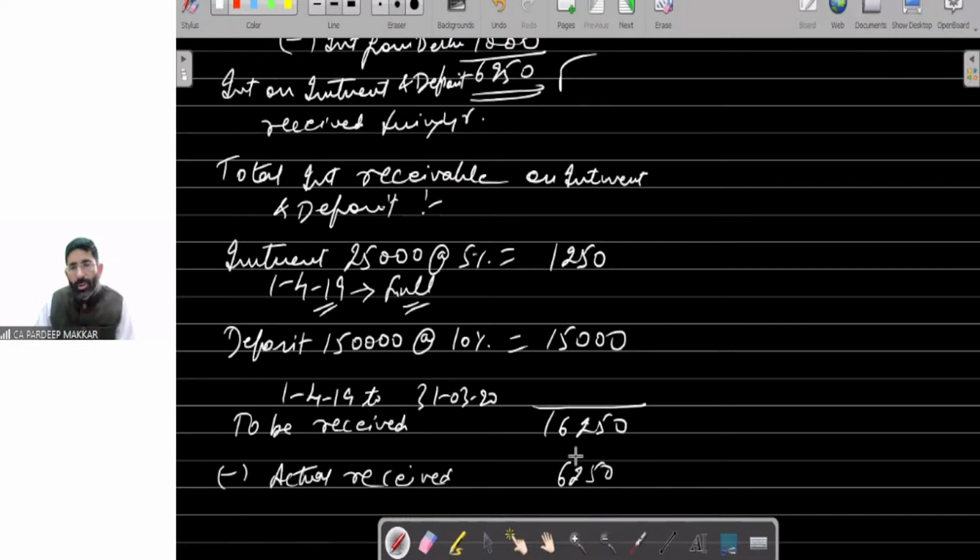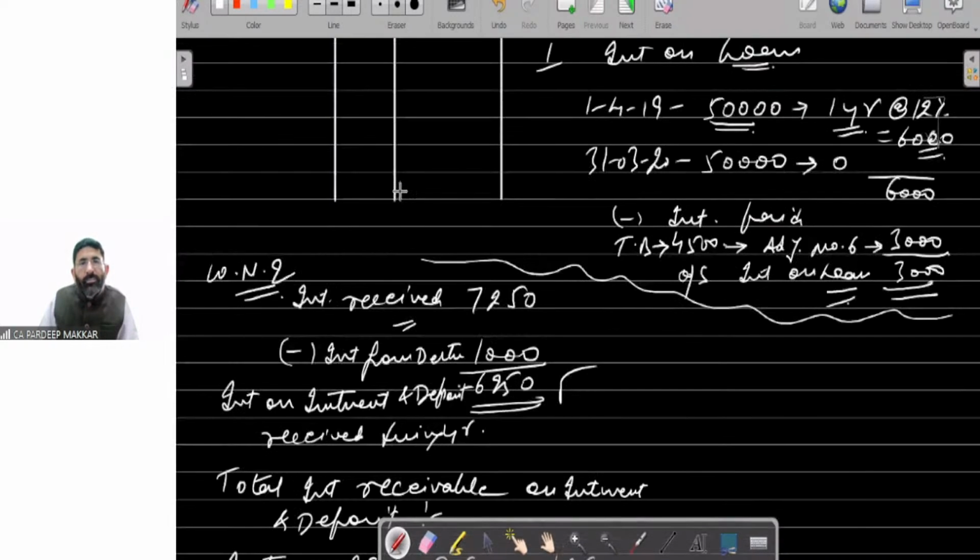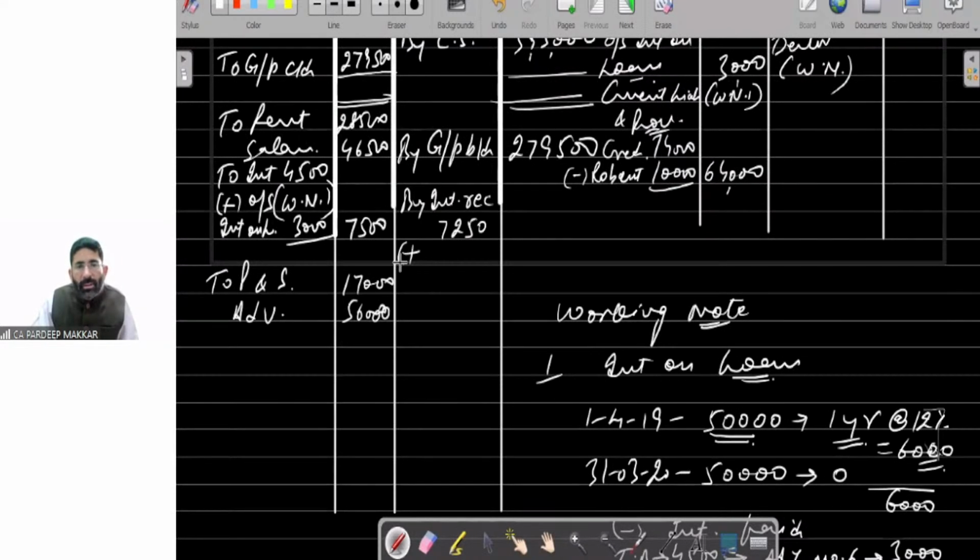So it means it is 10,000, which is accrued, or we may say receivable. So 10,000 is accrued or receivable. Is that clear to everyone? Everyone should understand it, beta. So 10,000 will be added in it, plus accrued 10,000. So it will be 17,250. Here also it should be shown on the asset side.